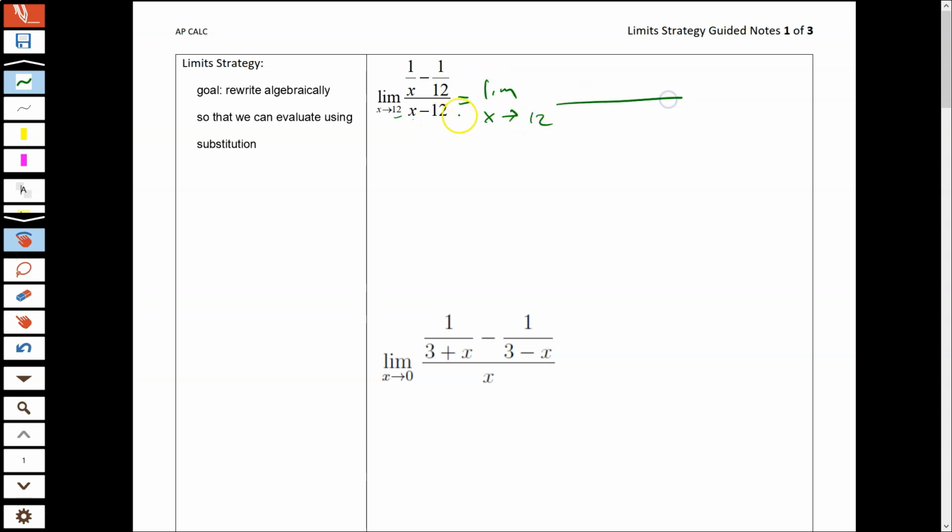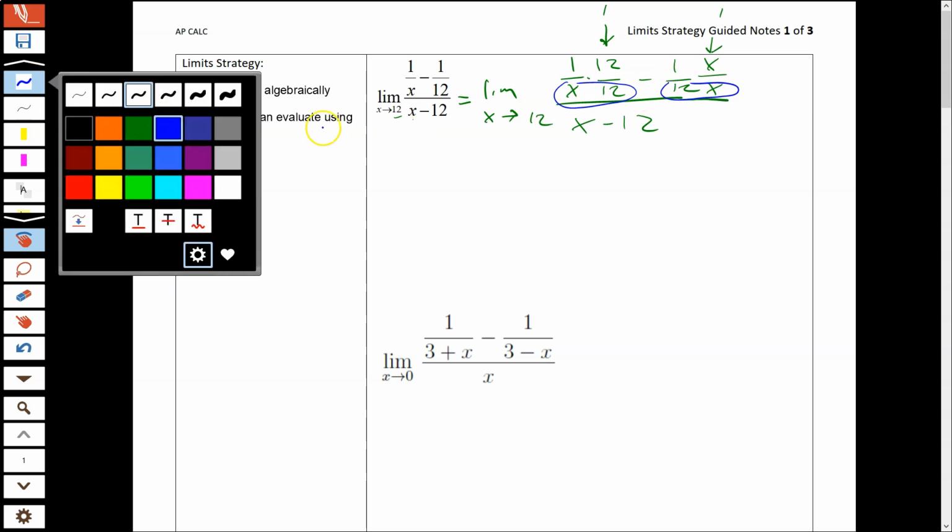So I'm not doing anything to the denominator. That's staying the same. But on top, okay, so notice I multiplied each fraction by a version of 1. So 12 over 12 is 1, x over x is 1. And I picked those numbers because look what it gets me on the bottom. I have x and 12 and x and 12. So what I've done is I found a common denominator.